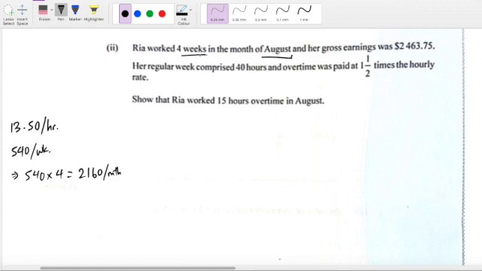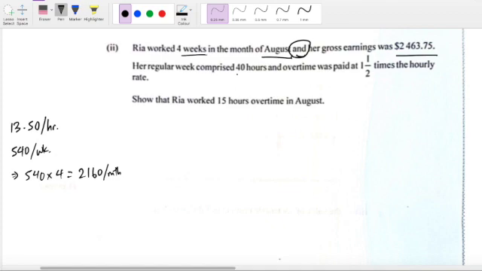Alright, so Ria worked 4 weeks in the month of August. You see, I haven't even read the rest of the question yet, and I already got all of that information. This is how you have to read a question, right? You don't read it like a paragraph. And there's a big word, her gross earnings was this. Alright, so we could see that the gross earnings is more than what it's supposed to be, right? So that means that probably she would have worked overtime, right?